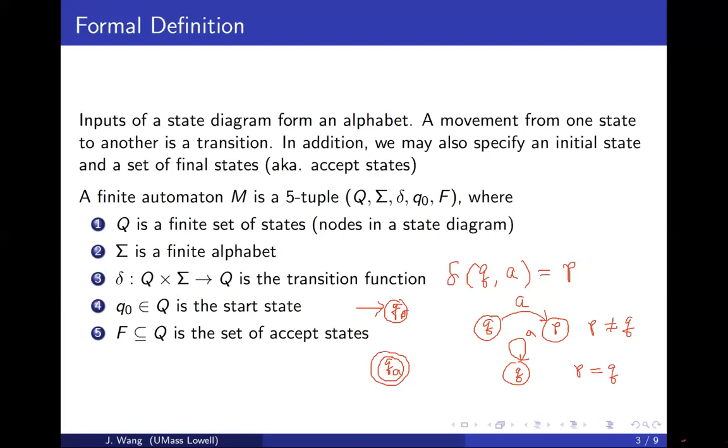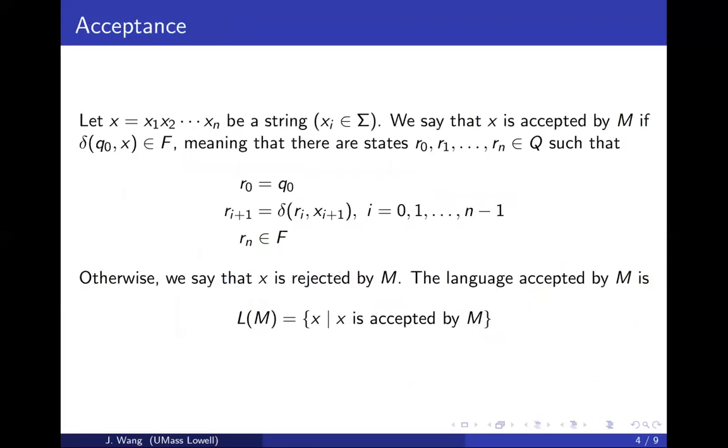So it is a state diagram, but now it has an initial state. It has a set of accept states. You have a transition, so this is the state diagram as we had before. And that is a finite automaton. Now let's define what we mean by accepting an input. This is a concept of computing. When do you say an input is accepted?